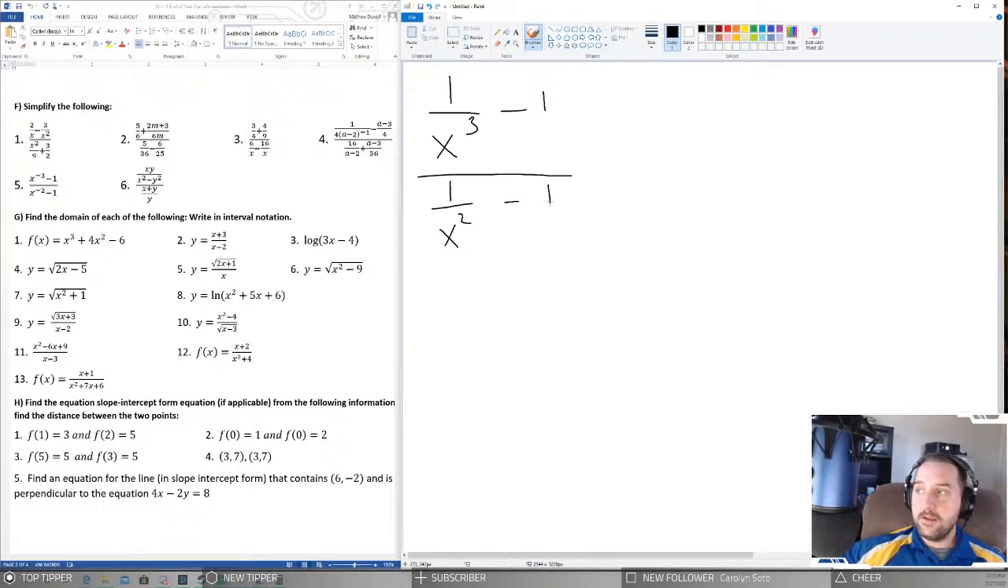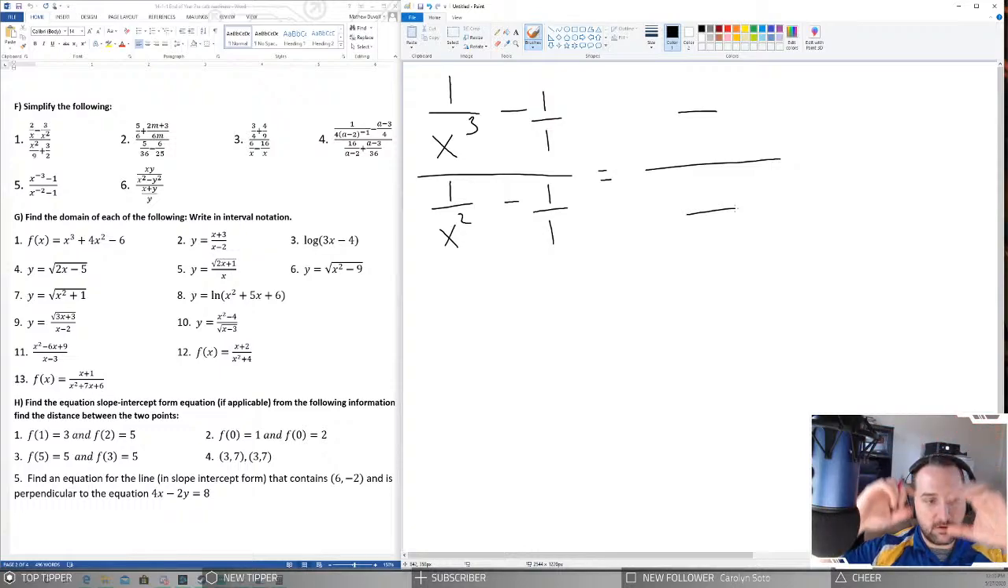minus 1. Now, just to be consistent, we want denominators, right? Because if I'm going to find the common denominator and then combine things together, 1 over 1 is the same as 1, so I can write it like that. Now, I want to try and find that common denominator to combine them into that one fraction, because I want one fraction over one fraction.